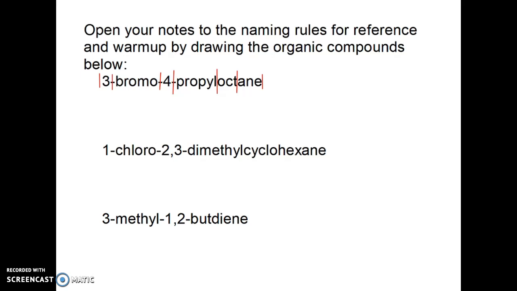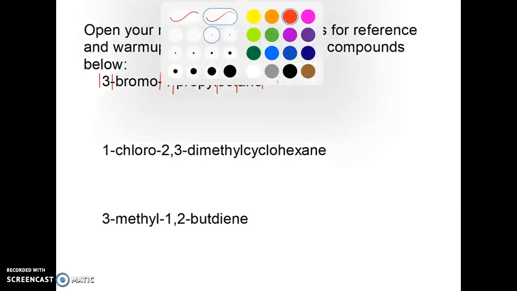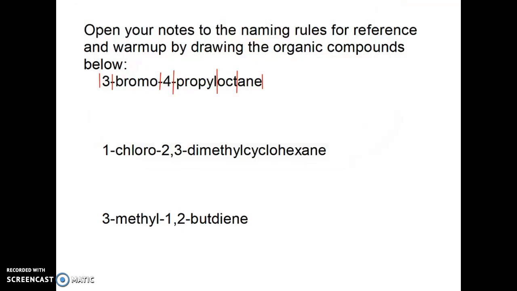You can see the first one. Let's do the first one together. I've divided it up into lines. The lines represent the different chunks of this. The ane says it's all single bonds. Oct tells us that there are 8 carbons, and this is one big chunk. The 4 tells us that on carbon number 4 there's a propyl group. You might remember that prop is our carbon prefix for 3. Oct is 8. And then bromo just simply means Br. So this is a bromine on carbon number 3.